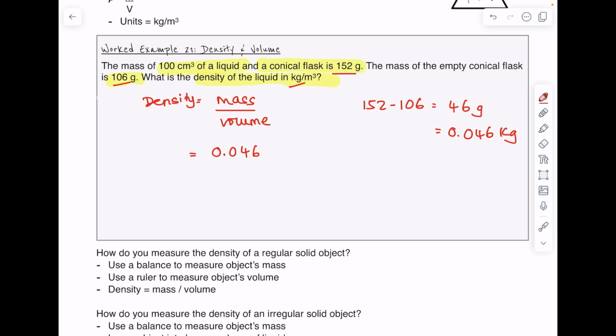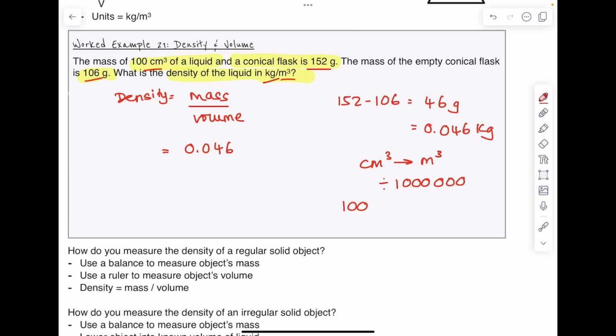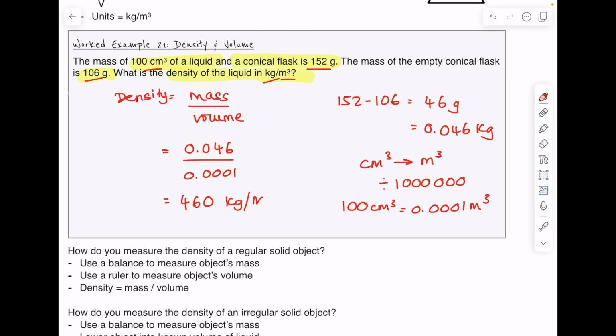Be really careful now with your volume because they want it in meters cubed, but we've been told we've got 100 centimeters cubed. To get centimeters cubed to meters cubed, this is a really nasty conversion. You want to divide by 1,000,000, and so 100 centimeters cubed is the same as 0.0001 meters cubed. So we've done that unit conversion. Put it into your calculator and you'll get a final answer of 460 kilograms per meters cubed.